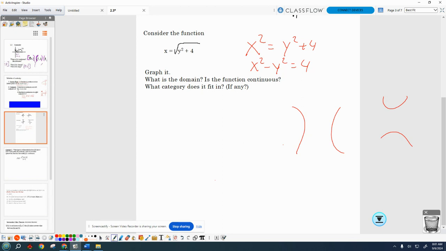Okay, let's think of it this way. When y is 0, x is plus or minus 2. When x is 0, y squared is something negative, it's imaginary, it's not gonna cross the y-axis. So you're right, it's a left-right.